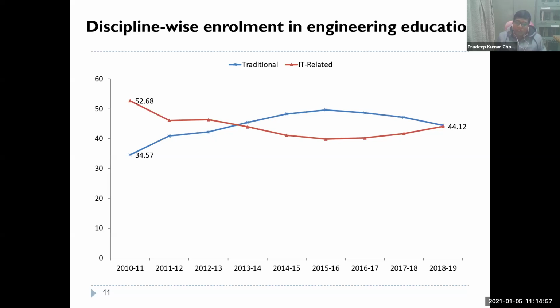If you see the pattern, the enrollment in IT related courses, that is the red line that you can see, was declining from 2010-11 till 2016-17, 17-18. But now there is an increase. If you see this fish shape, there is an increase in recent years. But the traditional disciplines have continuously been increasing in this crisis time.